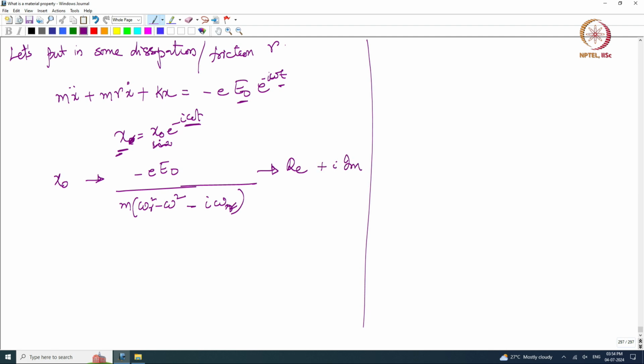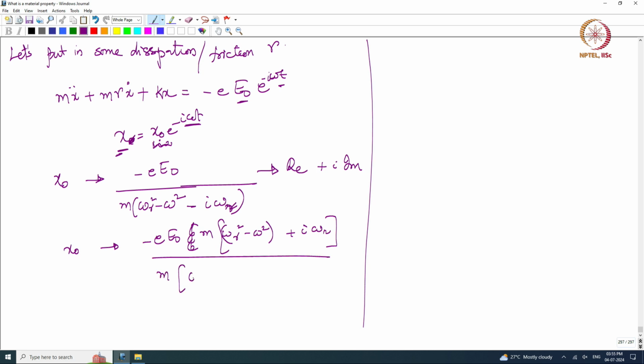Okay. So, if I do that, I can again do this trick of x naught being minus E naught times m omega r square minus omega square plus i omega r. I bring out all the complex nature to the numerator, and in the denominator I just make it a nice real number.